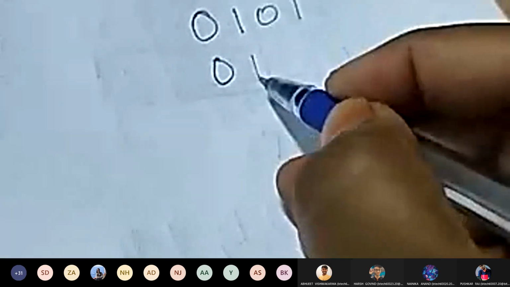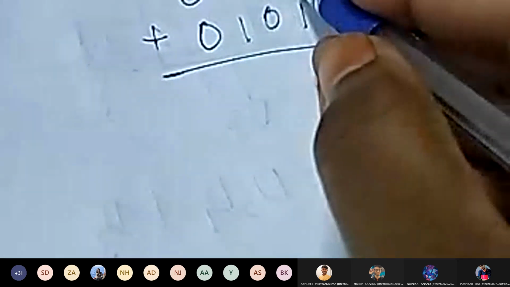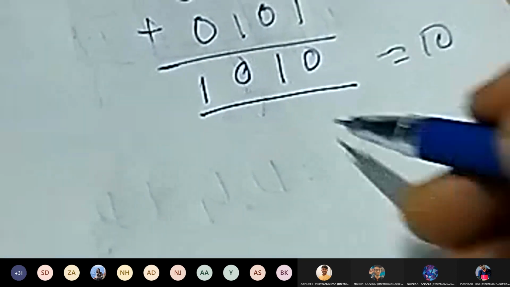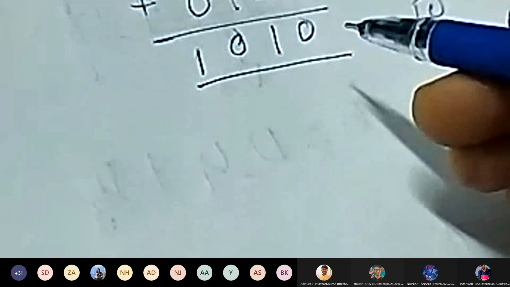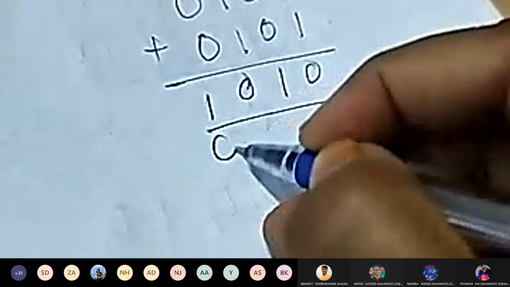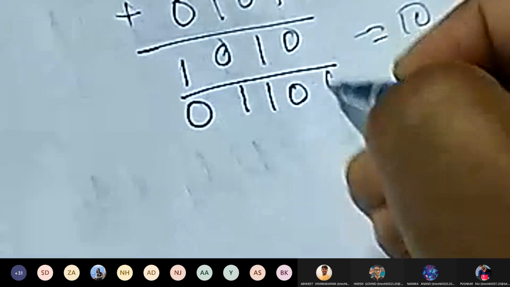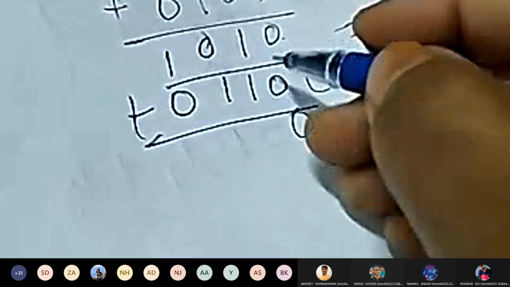So let us make the addition. 5 means how much? 0, 1, 0, 1. Again 0, 1, 0, 1. So if I'm adding, 1 plus 1 is 0, carry 1. So it will come 0, carry 1. So what is this value? 1010, 8 plus 2. It is a 10 value. So it won't be the BCD. So what I told you, if it is exceeding 9, we will be adding the 6, that is 0, 1, 1, 0. This is your 6. So if we add this 6 with this number, let us find what is the value.